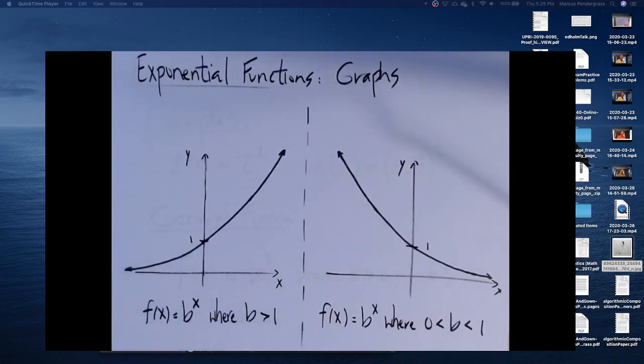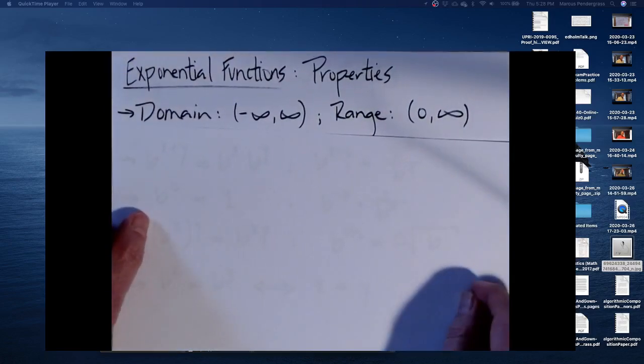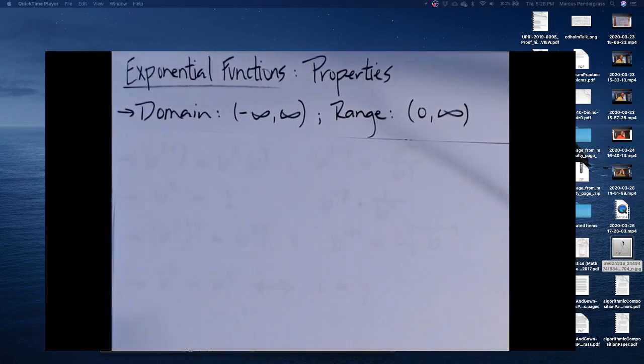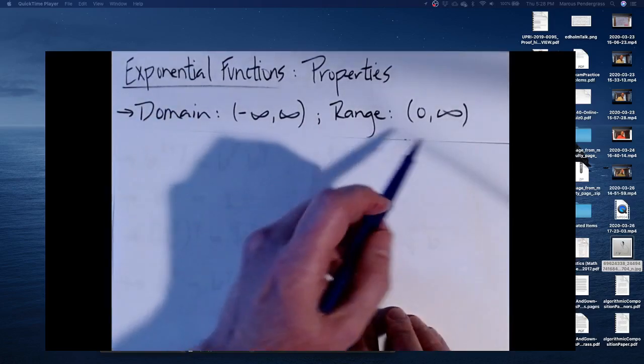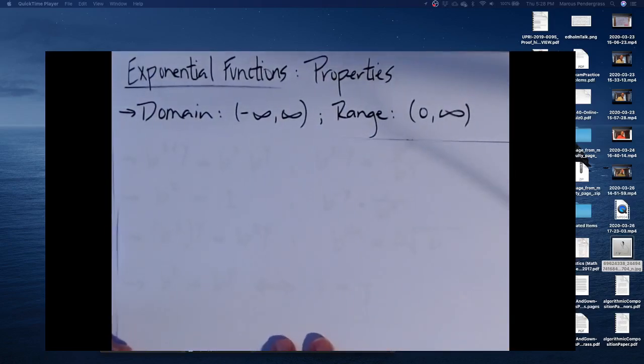Some basic properties of exponential functions next. First of all, the domain of an exponential function is minus infinity to infinity, so they're defined for all values of x. The range of an exponential function is always going to be from 0 to infinity, so b to the x is always going to be at least 0.